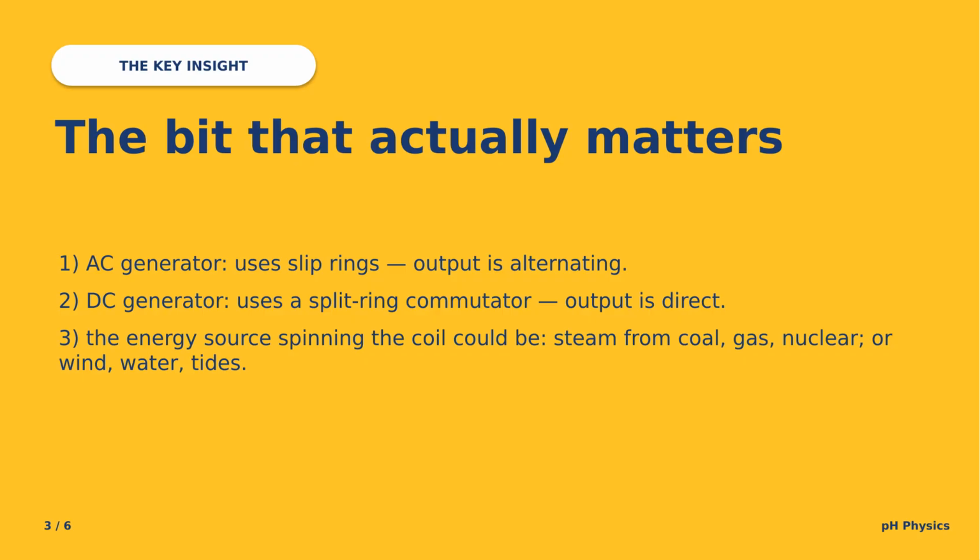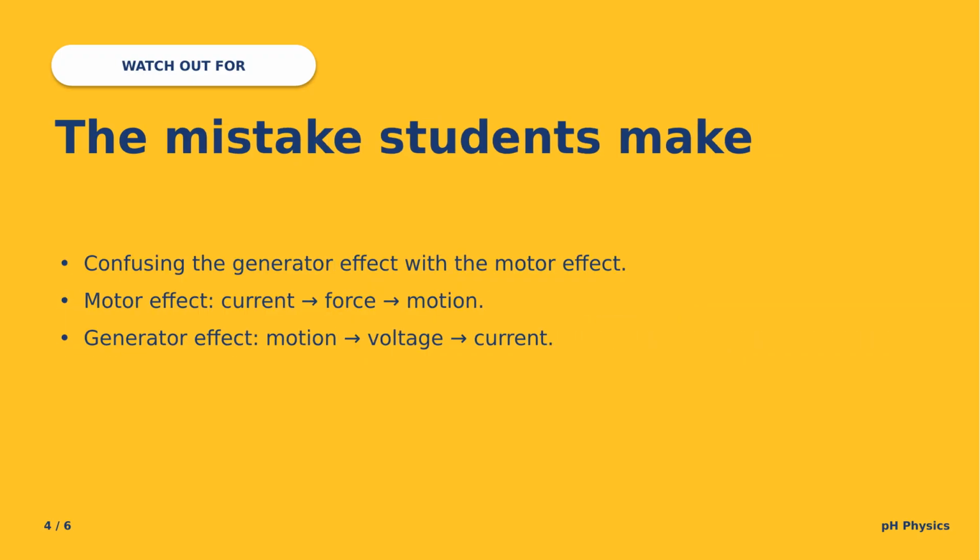Three things. 1. An AC generator uses slip rings and the output is alternating. 2. A DC generator uses a split ring commutator, so the output is direct. 3. The energy source spinning the coil could be steam from coal, gas, nuclear, or wind, water, tides.